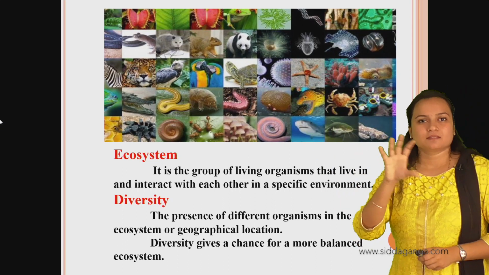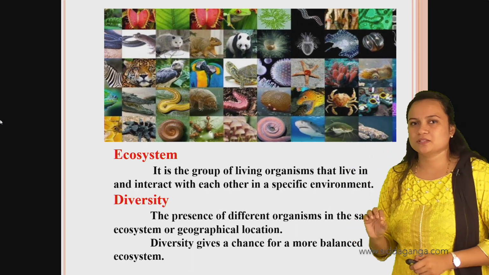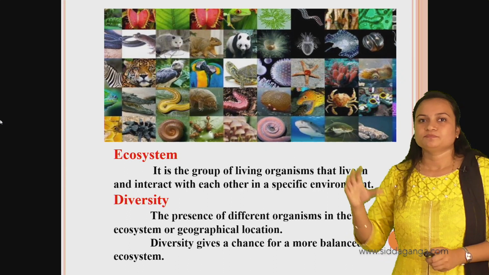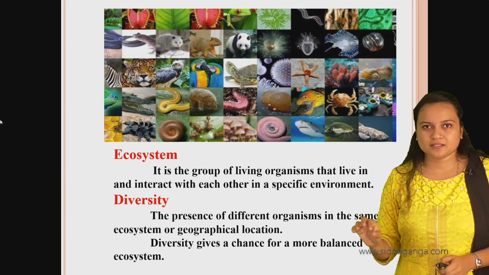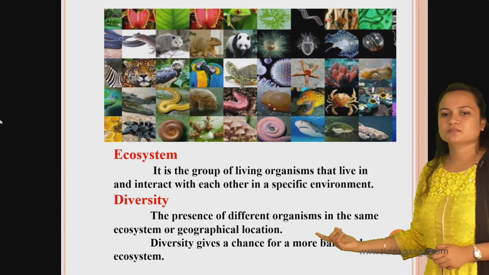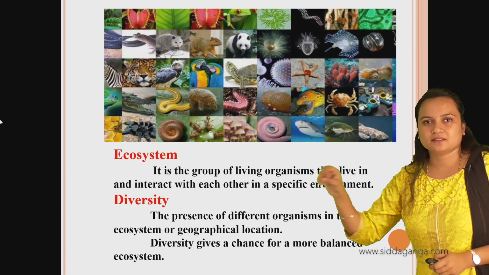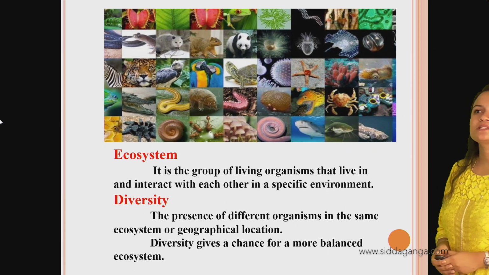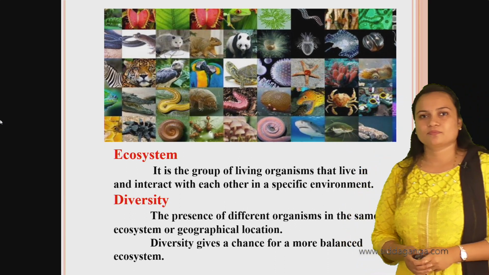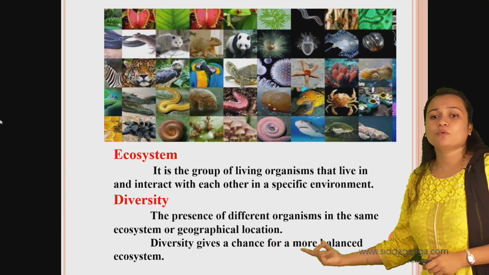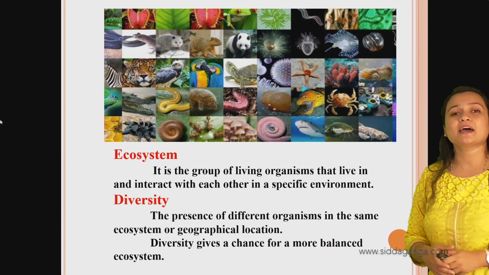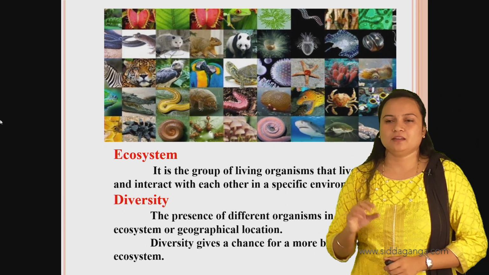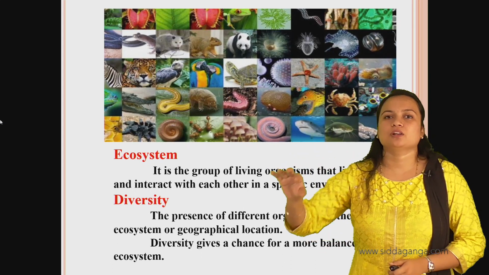Got that? Now I think you have a clear picture of ecosystem and diversity. Take the forest as an example: there are different varieties of organisms present in a geographical area, that is the forest. Then, diversity gives the chance for a more balanced ecosystem. What do you mean by a more balanced ecosystem? Just think that there is grass in a particular location.